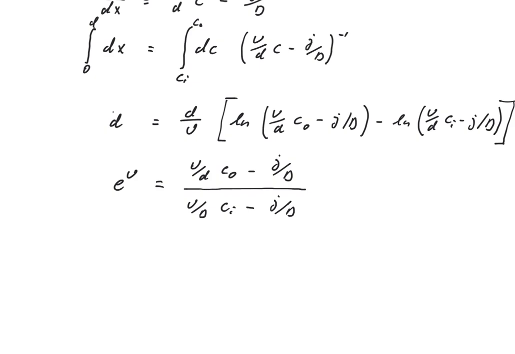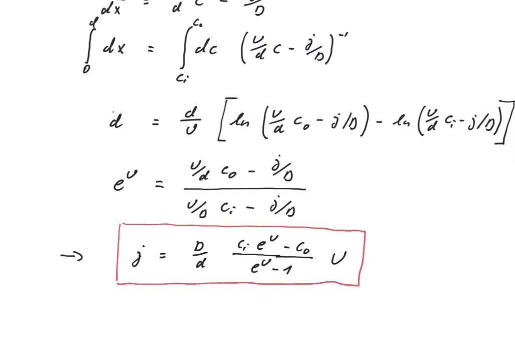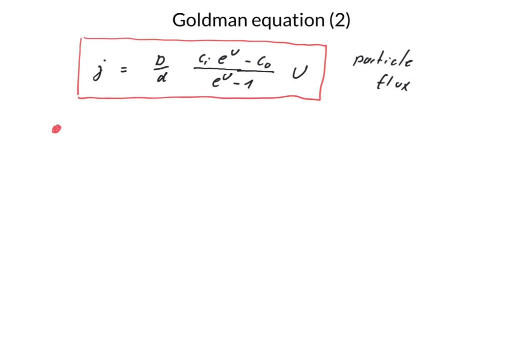From which we can finally solve the particle flux as a function of this reduced potential, where J is equal to D divided by D times C inside e to the power U minus C outside, divided by e to the power U minus 1 times U. So now we solved for the particle flux.